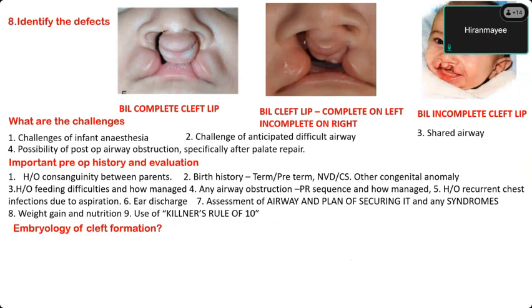There is a frontonasal process, 2 maxillary and 2 mandibular process. Very good. So totally 5 processes.